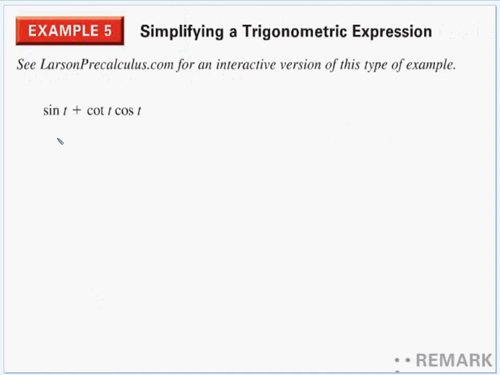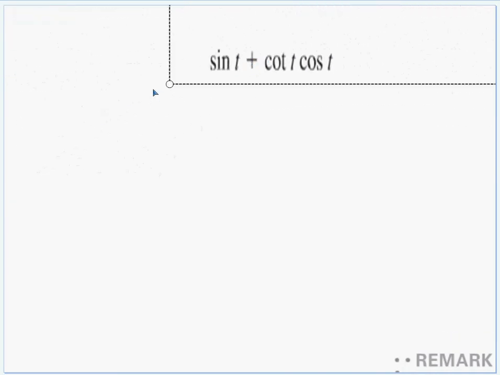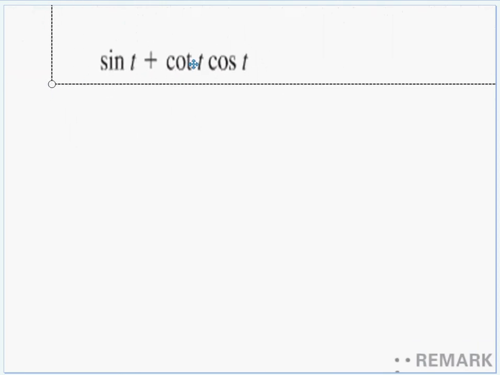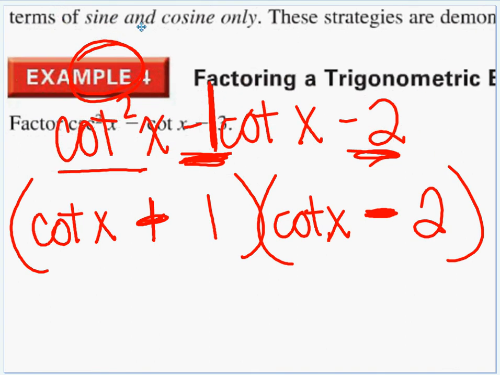Here's another one of these race problems where you don't know where the finish line is. So, simplifying a trig expression, and they just say, simplify this. All right. Well, what the heck can we do with that? They did say here one of the strategies was to turn everything, right here, into sines and cosines only.